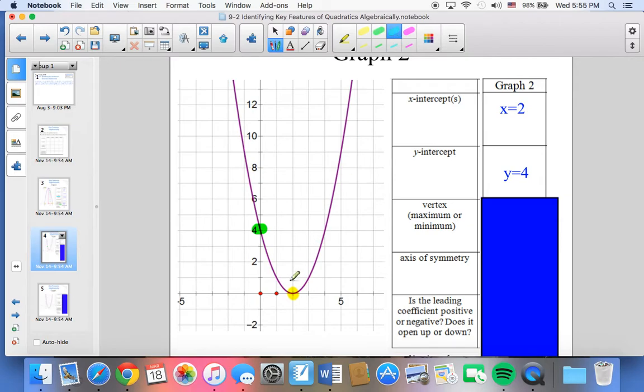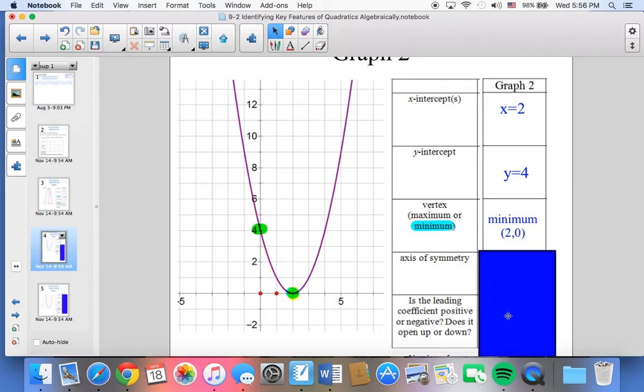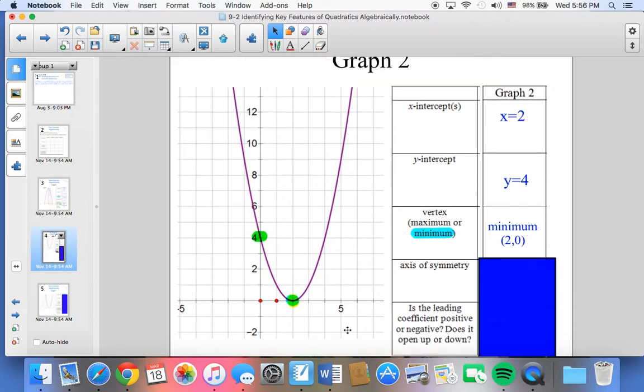Okay. Is the vertex a maximum or a minimum? Is it the highest point or the lowest point? Well, the vertex here happens to be our x-intercept. Sometimes that happens. It is a minimum. It is the lowest point. And the ordered pair of that point is (2, 0). Right here, I went to the right 2, up 0. So the ordered pair, the x, y, is (2, 0).